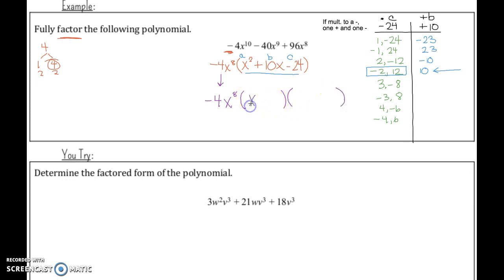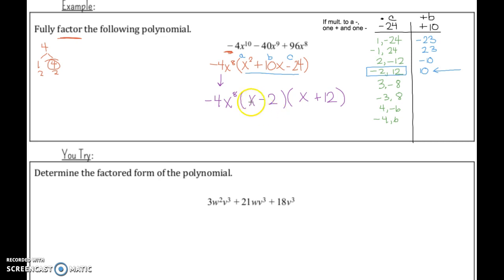And you start with x, and then you're going to have a plus or minus depending on the sign of one of these numbers. It doesn't matter which one comes first. So this one is minus 2, so I'm going to do x minus 2. That's one of the factors. And the other factor is positive 12, so I'm going to do x plus 12. And this is our answer.